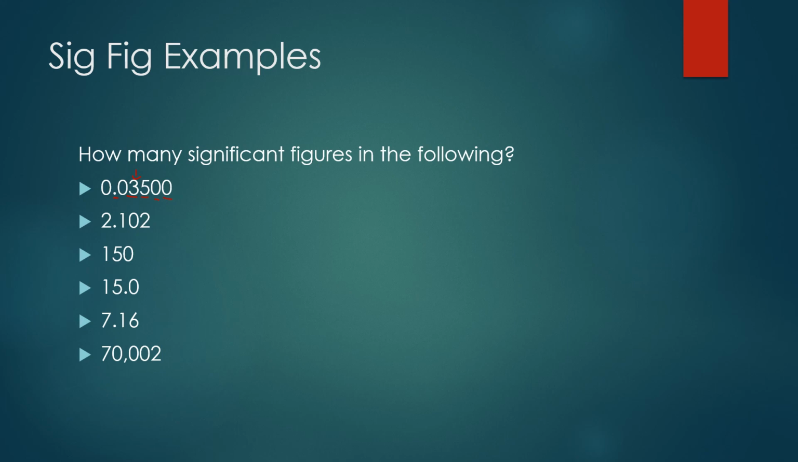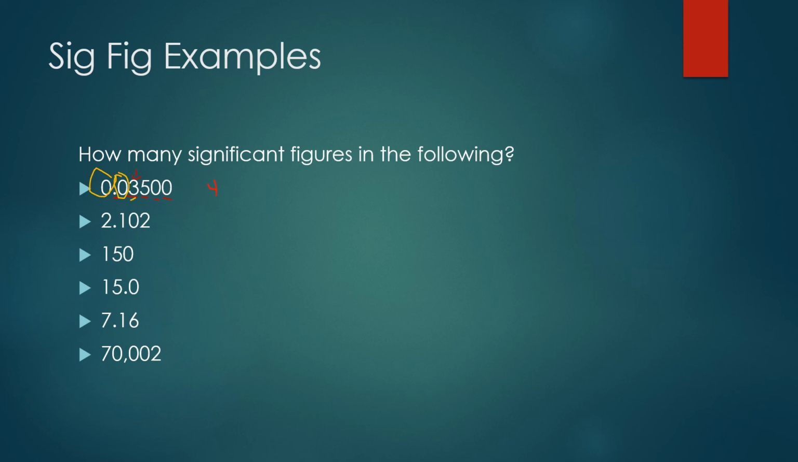So the first 2 zeros here and here do not count because we can't start counting till we get to the 3. The zeros at the end do count because of the decimal point and we started counting. So we have a total of 4 significant figures in this number. The 3, the 5, the 0, and the 0, all underlined in red there. So we started off with a hard one. Next one's a little bit more straightforward.